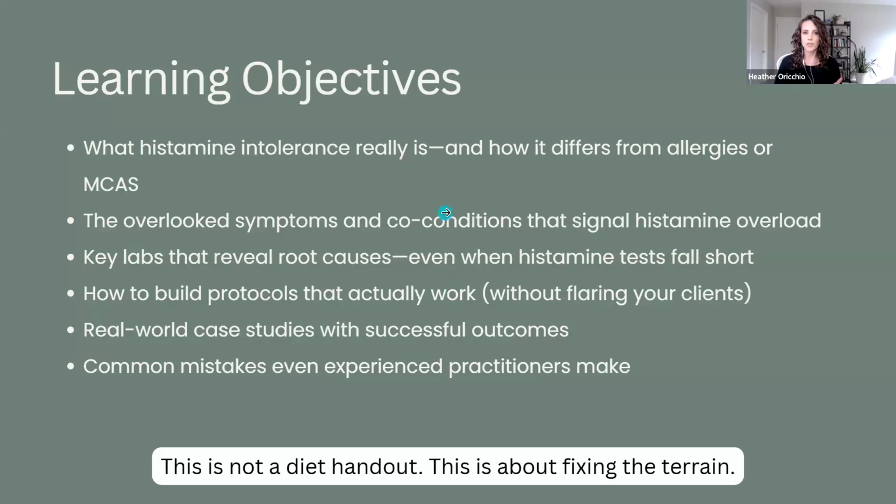So our learning objectives for today: what histamine intolerance really is and how it differs from allergies or MCAS, mast cell activation syndrome; the overlooked symptoms and co-conditions that signal histamine overload; the key labs that will reveal root causes even when histamine tests fall short; how to build protocols that actually work without flaring your clients; real world case studies, so we'll feature two of my previous clients; and then some common mistakes that even seasoned practitioners can make. This is not a diet handout. This is really all about fixing the terrain.